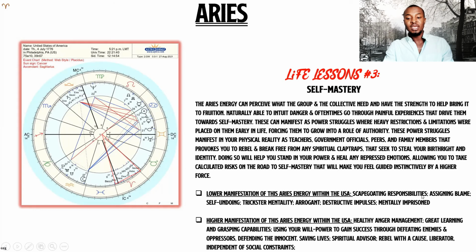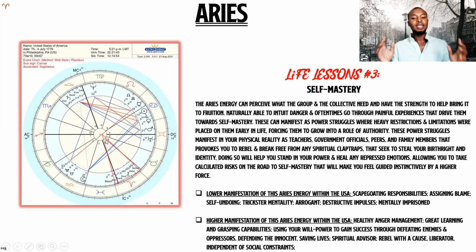The lower manifestation is scapegoating responsibilities, assigning blame, self undoing, trickster mentality, arrogant, destructive impulses, mentally imprisoned. The higher manifestation is healthy anger management, great learning and grasping capabilities, using your willpower to gain success through defeating enemies and oppressors, defending the innocent, saving lives, spiritual advisor, rebel with a cause, liberator, independent of social constraints.